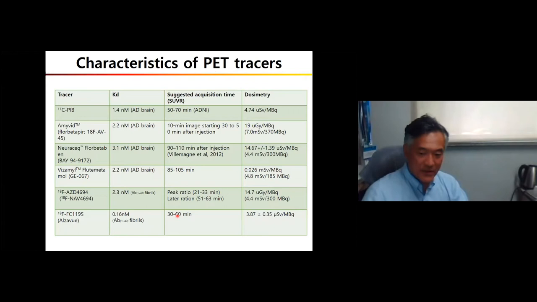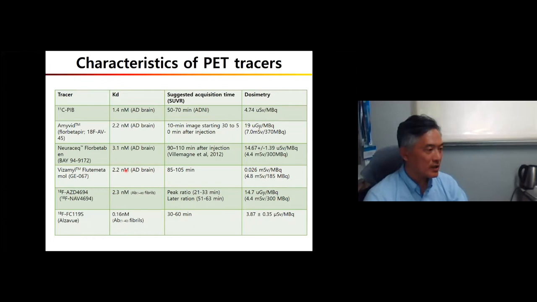There are several differences among all these compounds, as you can see here. PIB has the best KD value, almost the same as the older compounds, and as you can see here, Alzavue has a higher KD value among all these PET compounds. After the injection, you have to wait some time for the radiopharmaceutical to localize into the brain lesion. In the case of PIB, we have to wait 40 to 70 minutes, for Alzavue 30 to 60 minutes. And dosimetry is very similar for all of the compounds.